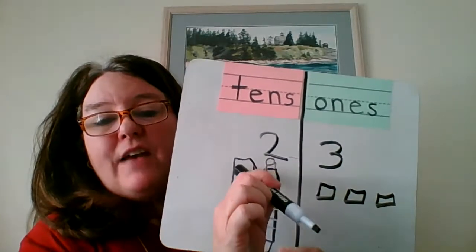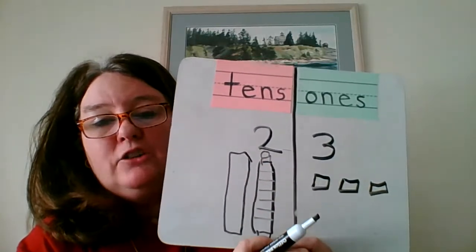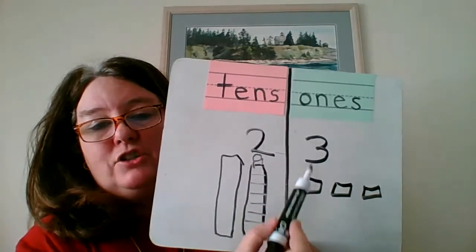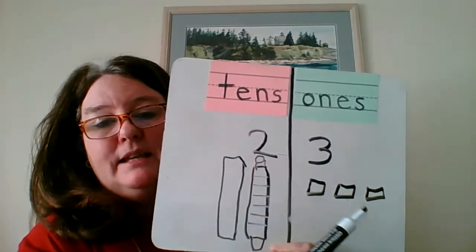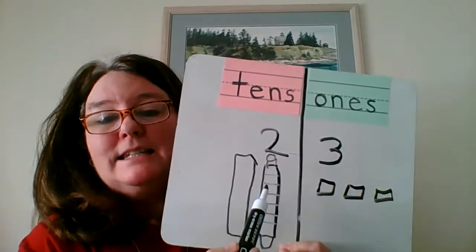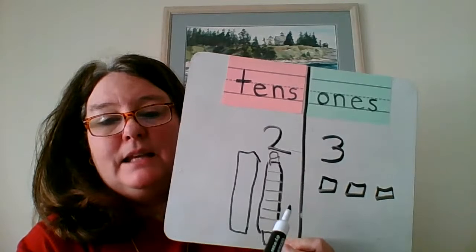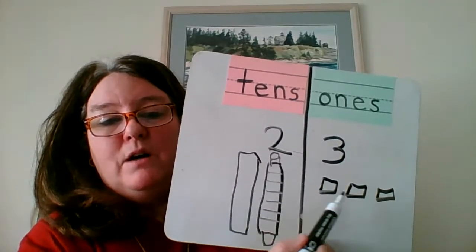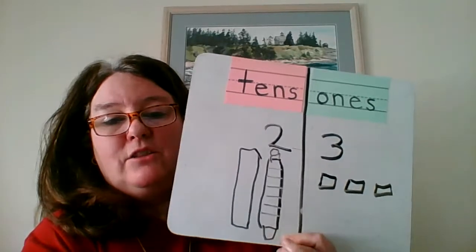Do you see how the value of the number changed because of its place? The value of this number is just 3 because it's in the ones place. The value of this number is not 2, it's 20 because it's in the tens place. So 10, 20, and then 21, 22, 23.